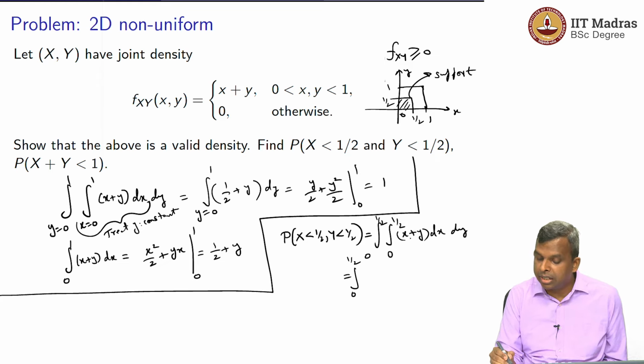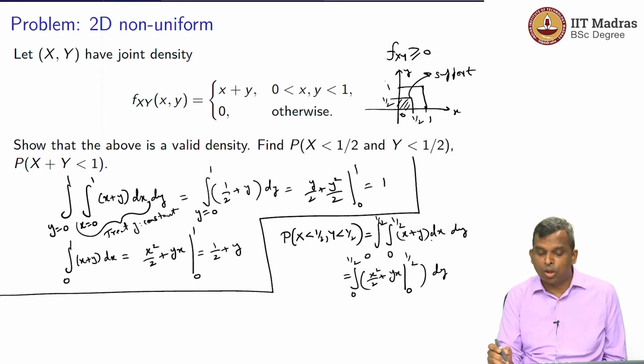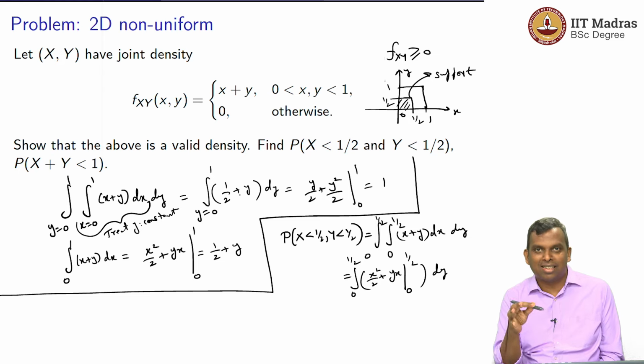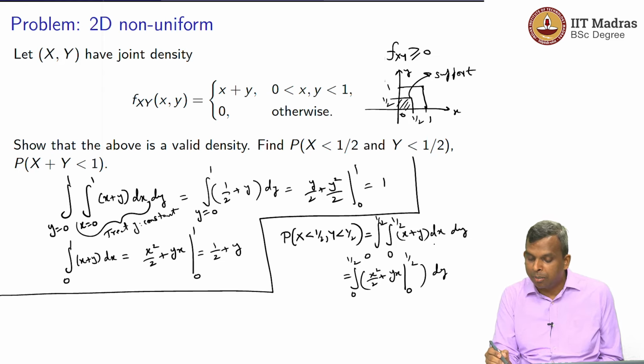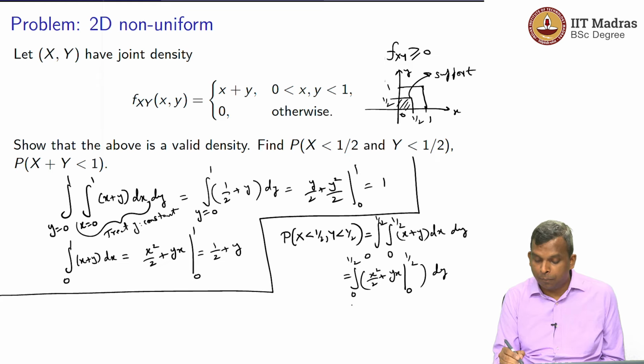The inside integration is x plus y, and remember y is treated as a constant. So the integral will just become x squared by 2 plus yx, substituted between 0 and half. And this whole thing I will integrate out with y. You can see how I'm writing; I'm collapsing the steps that I had before. I'm treating that whole integral inside and then finishing it off. So this integral, if you put half, I'm going to get 1 by 8 plus y by 2.